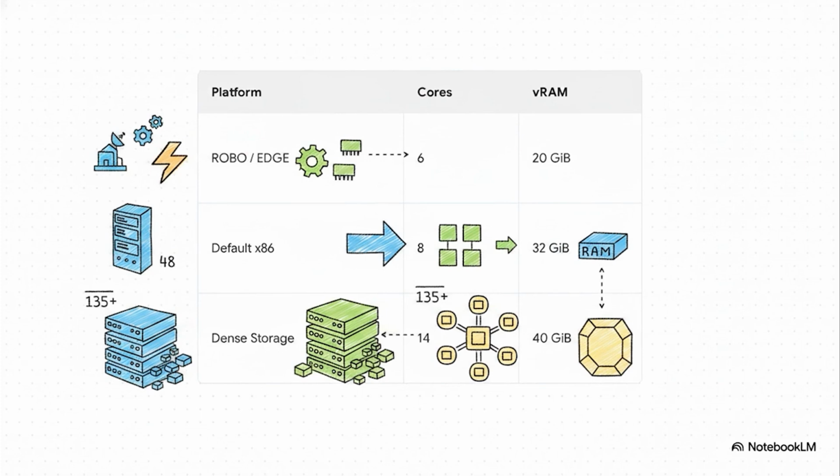To put that into perspective, let's look at the exact baseline numbers pulled straight from Table 16 of the Advanced Administration Guide. For that ROBO and edge platform we were just talking about, you need 6 logical cores and 20 gigs of vRAM. But look what happens with a default x86 server. For a standard all-flash node up to 48 terabytes, that baseline jumps to 8 cores and 32 gigs of vRAM. And if you're building dense storage, we're talking capacities over 135 terabytes. For that, you're looking at a staggering 14 logical cores and 40 gigs of vRAM just as a starting point. Definitely keep these scaling steps in mind as we start layering on more features.